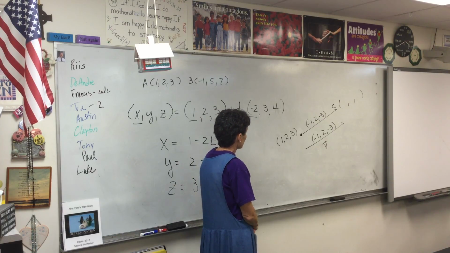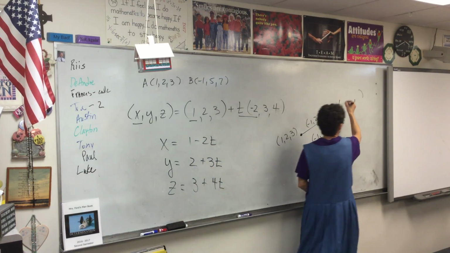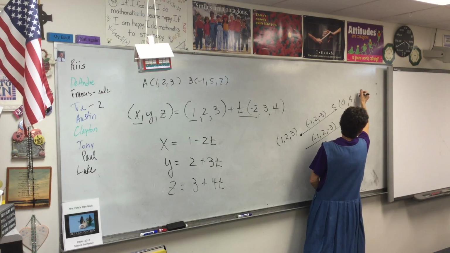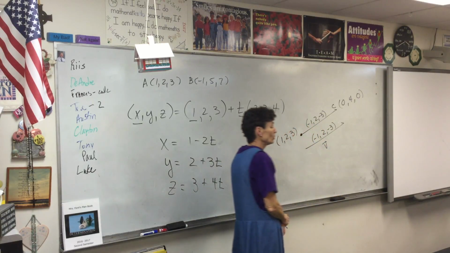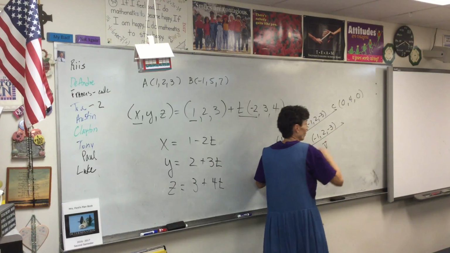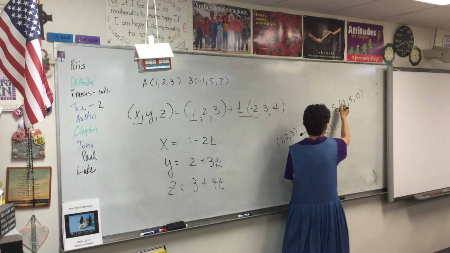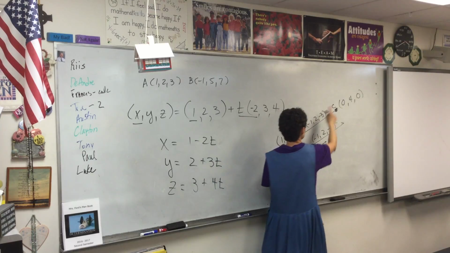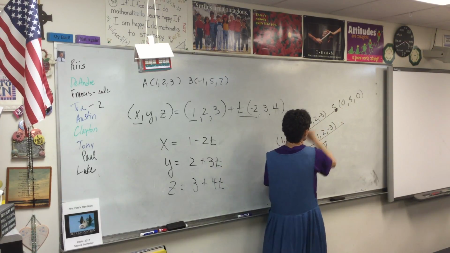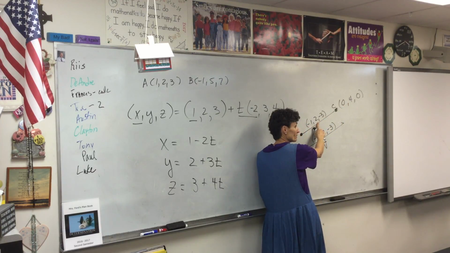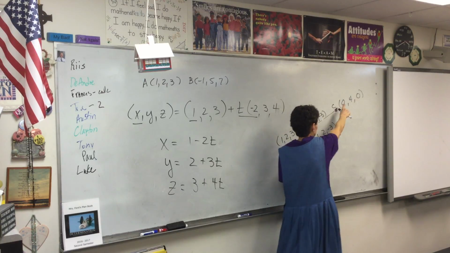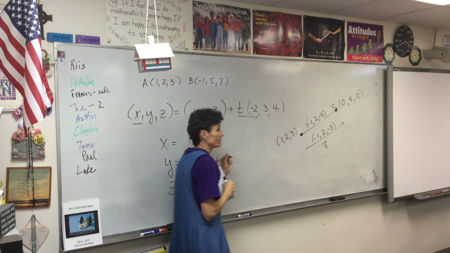I heard somebody say 0, 4, 0. Now look, kids, look. If you go from 1 to 0, this is your starting point, this is your ending point. If you go from 1 to 0, is this the way you move? If you go from 2 to 4, is that the way you move? And if you go from 3 to 0, is that the way you move? That's the correct point.